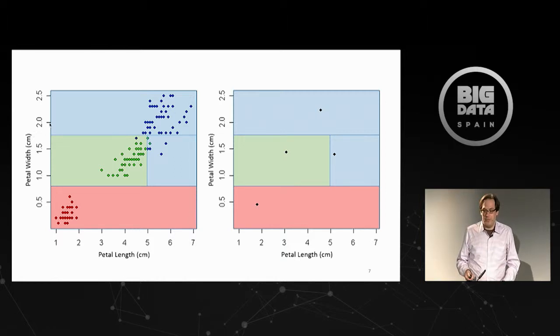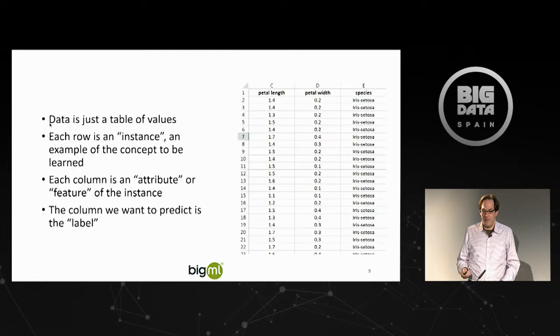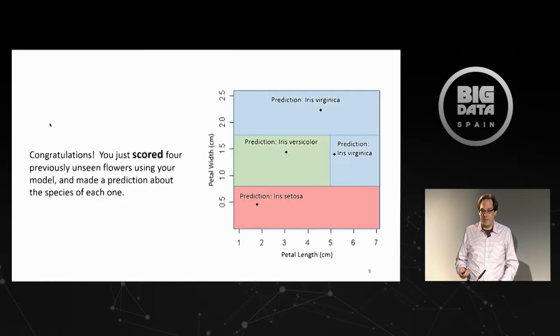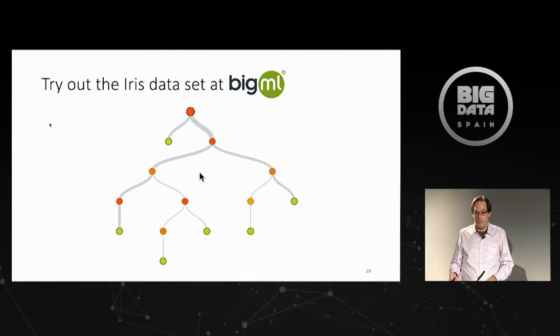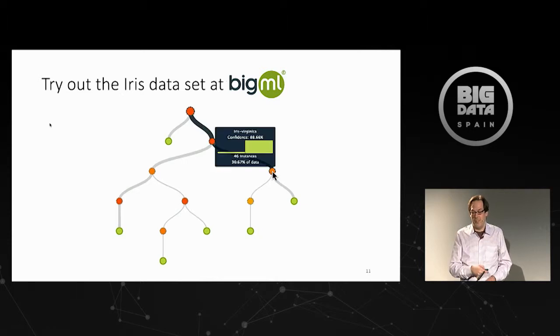By the way, this process is called scoring. When we actually take a previously unseen data point and figure out which rectangle it belongs to, that process is called scoring. And by the way, you can actually try out the Iris data set at BigML, and it will tell you what predictions it's making for which little rectangle.